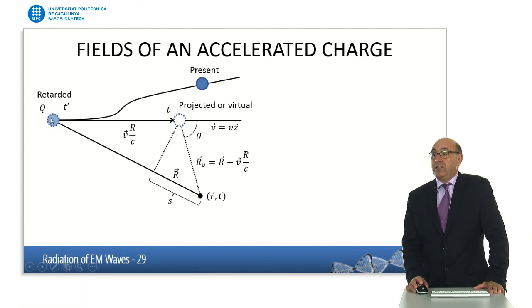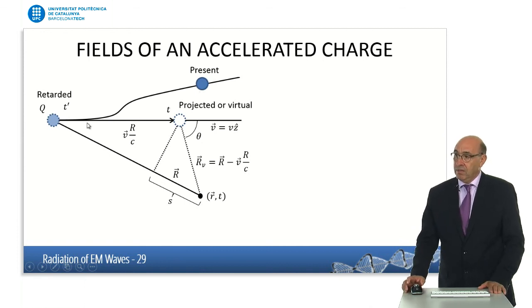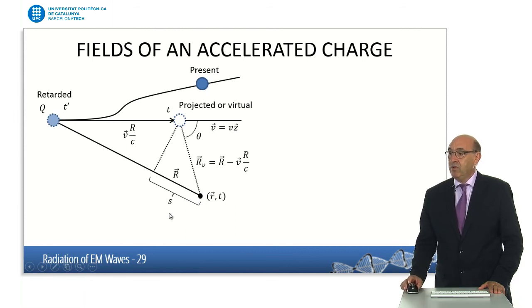The charge is at this point, and now we have a trajectory, but this is the change with respect to the previous talk, that now we need to know the acceleration, and the charge may move along a complicated path. For the observer, we have exactly the same reference. We have the distance, the radius, the vector radius.